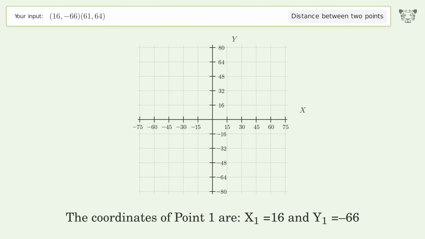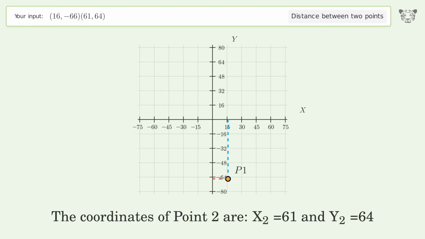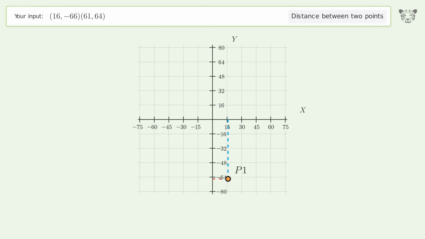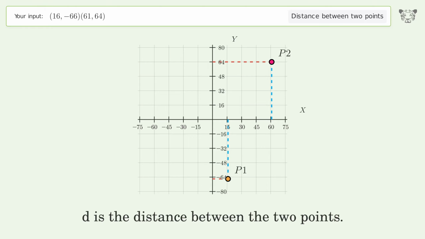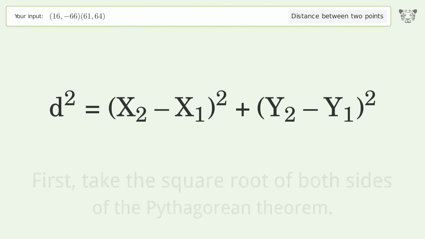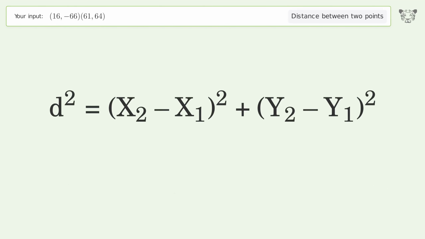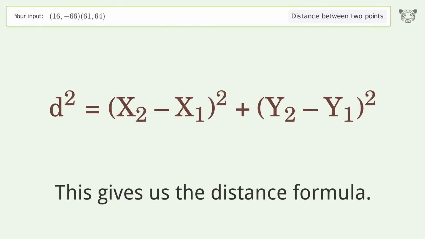The coordinates of point 1 are x1 equals 16 and y1 equals negative 66. The coordinates of point 2 are x2 equals 61 and y2 equals 64. D is the distance between the 2 points. First, take the square root of both sides of the Pythagorean theorem. This gives us the distance formula.